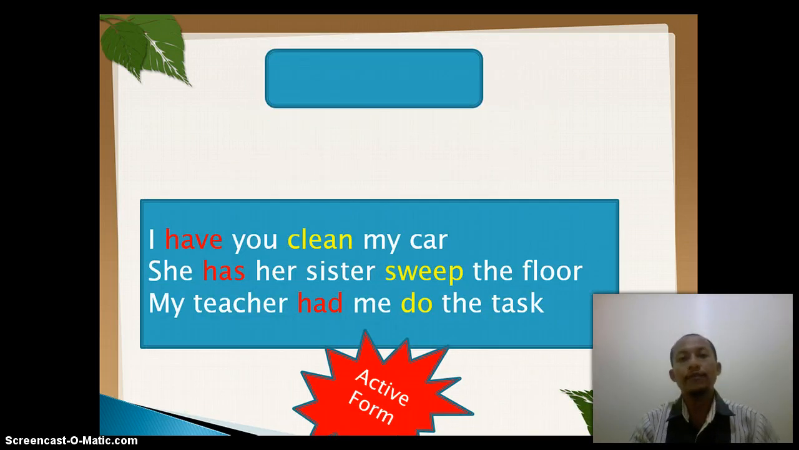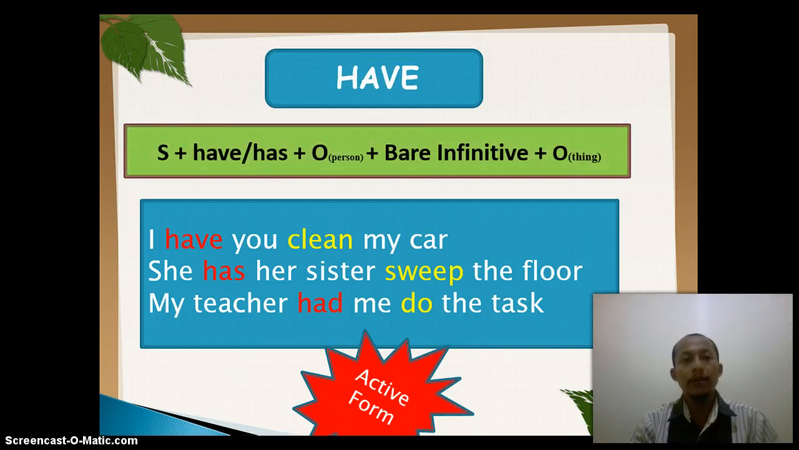This is for the active form using have. Okay, those are the patterns that we have to read. For example, I have you clean my car. She has her sister sweep the floor. If you use subject I, you, they, or we, you have to use have. If the subject is she, he, it, or the name of a person, you have to use has in simple present. But in simple past, you can use had, and so on. You can read by yourself, right? For active forms.